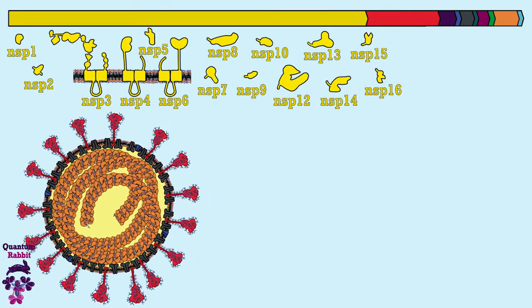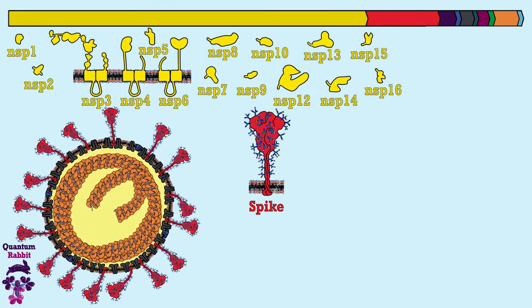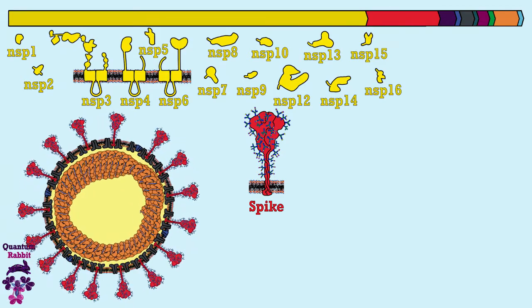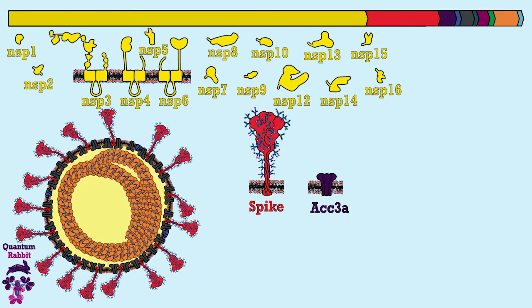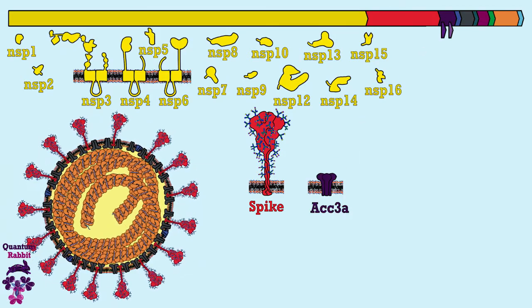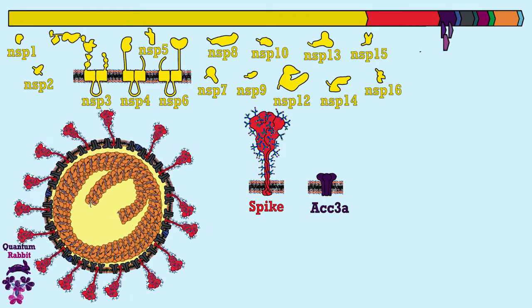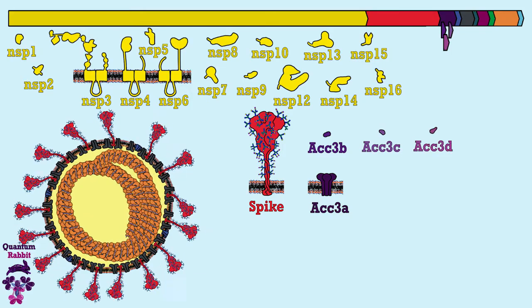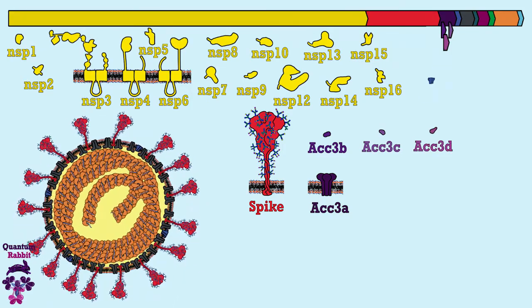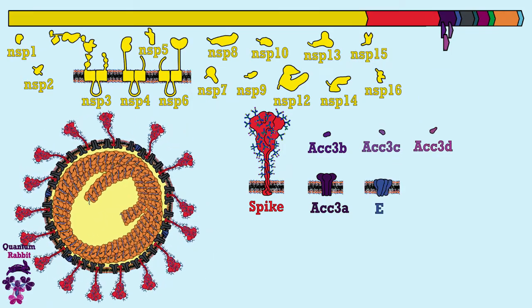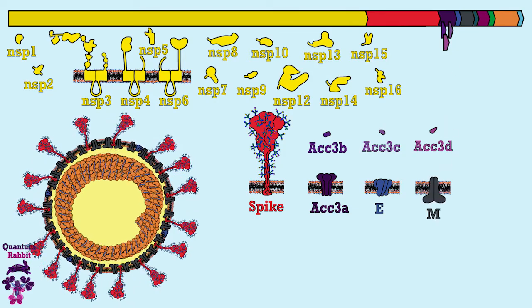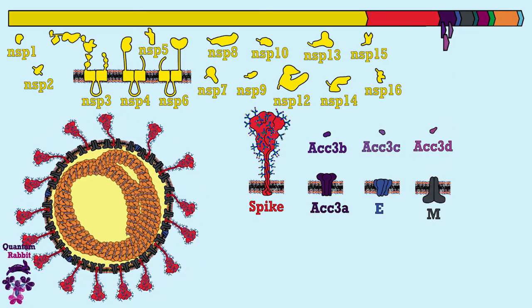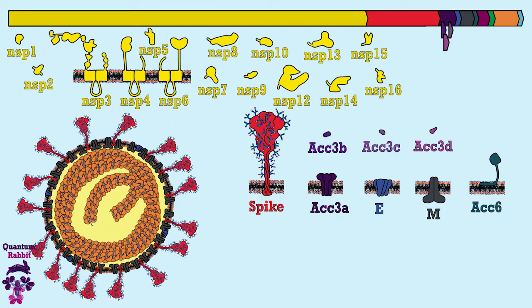The second gene is the one that codes for spikes. The third gene codes for accessory protein 3A and contains 3 other overlapping genes that code for accessory proteins 3B, 3C, and 3D. The fourth gene codes for protein E. The fifth gene codes for the M protein. The sixth gene codes for accessory protein 6.